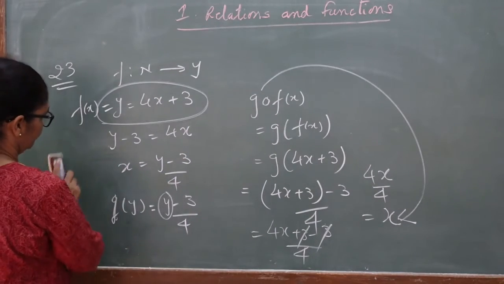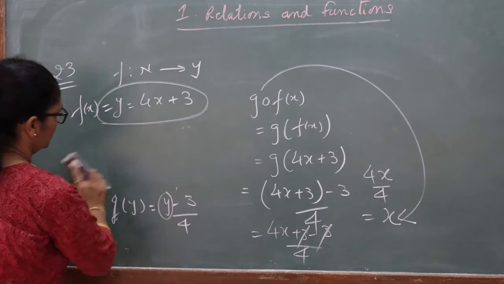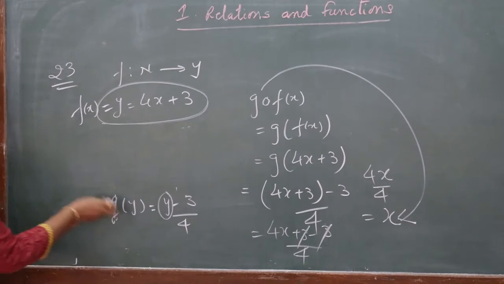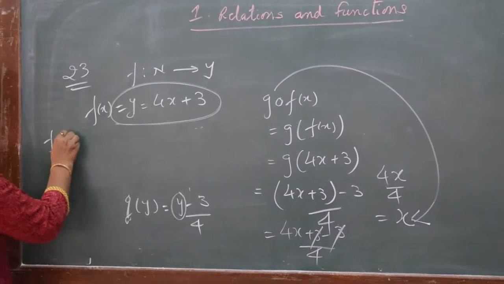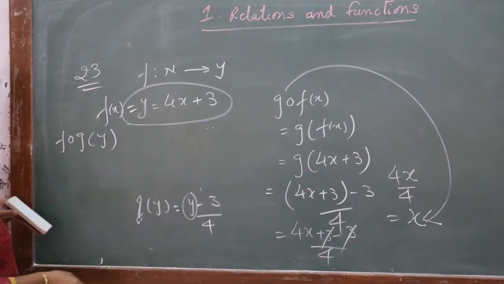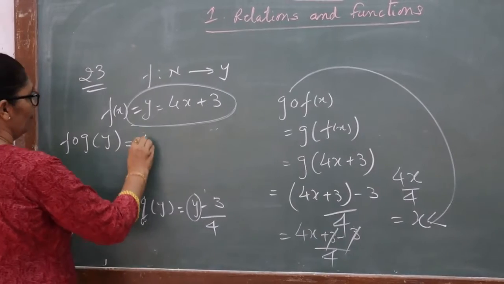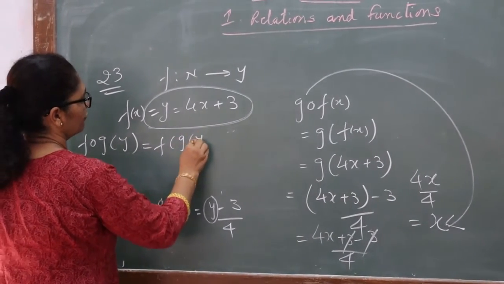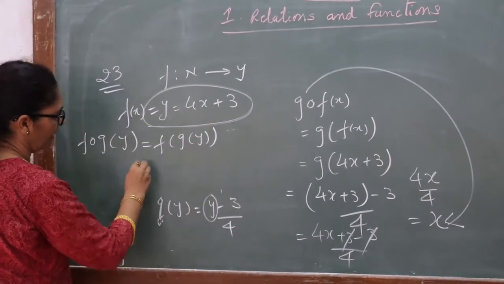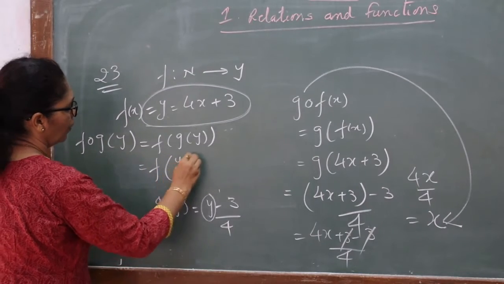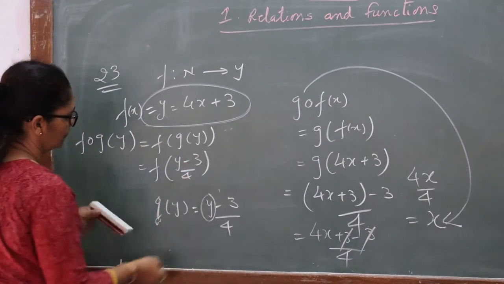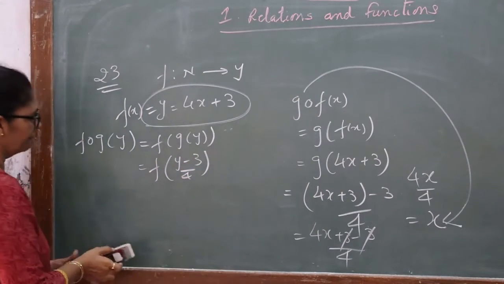So let's come to that part. Okay. Now this is your g of y. Now we are going to find f over g of y. Whenever we write g, y should be mentioned. So g of y. Now what is your g of y? Here we have already written y minus 3 by 4. Okay, so let's work it out in rough.